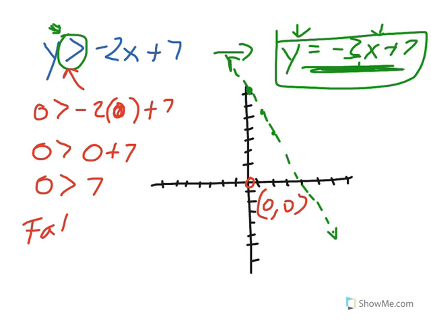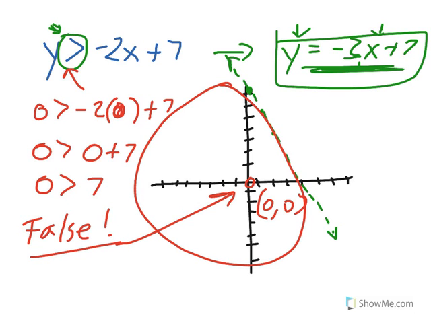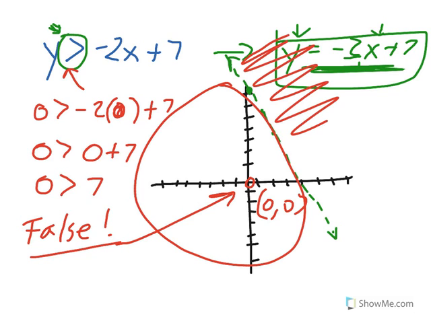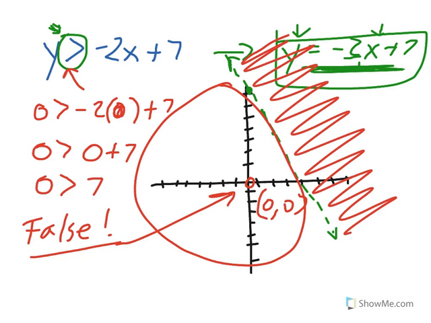No, that's false. That means this point right here does not solve the inequality, which means none of these points over here solve the inequality. The answers must be the ones on this side, so I shade that side in. If I got a true answer on this one, then I know that 0, 0 does work, and I would have shaded the other side. And that's how we narrow it down.